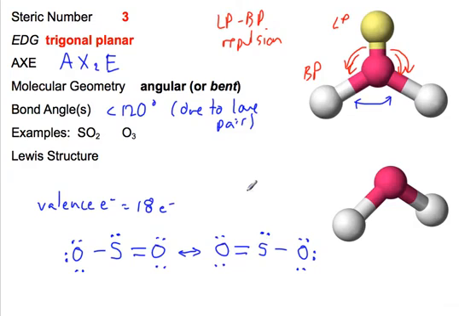So examples are sulfur dioxide and ozone, and again, here's that lone pair. That lone pair on a Lewis structure is what's going to make this bond angle change. The actual bond angle, which you don't necessarily see in a Lewis structure, is going to be less than 120.